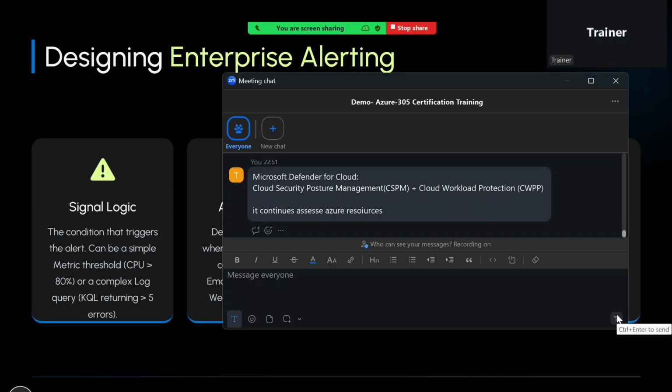So common mistakes are ignoring the advisor recommendations, never reviewing the secure score, no Azure policy, hard coding governance manually, monitoring infrastructure but not applications, and no compliance strategy. Okay. And what are the best practices?